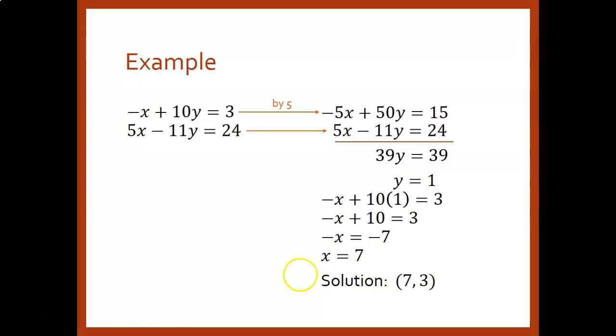So there's our solution. X is 7 and y is, oops, that's not what I said. There, x is 7 and y is 1. And that makes both equations true. Okay, let's try another example.